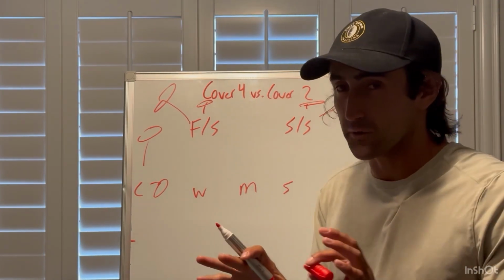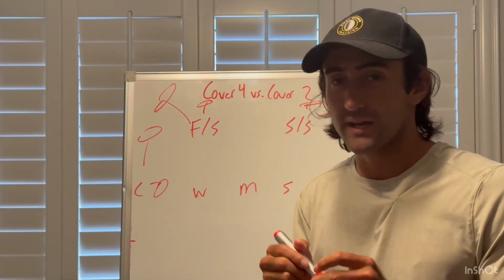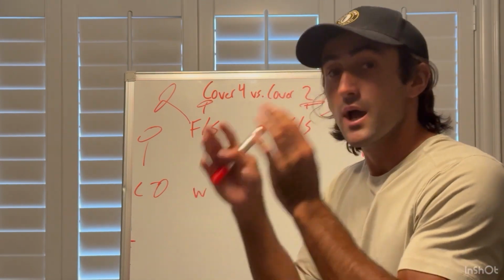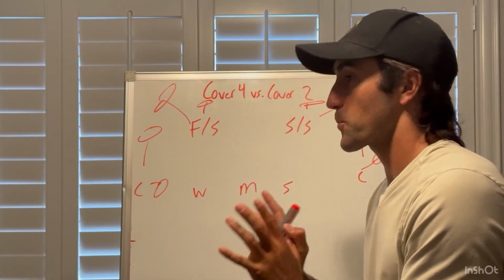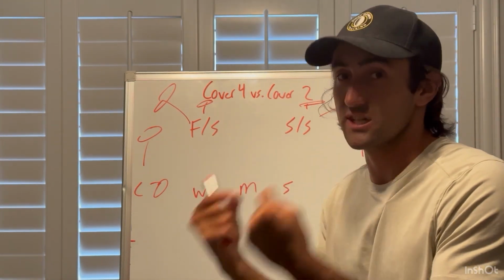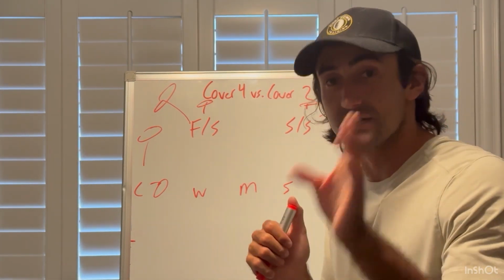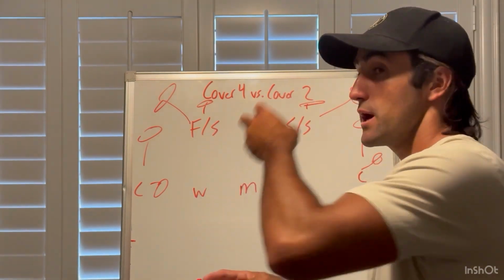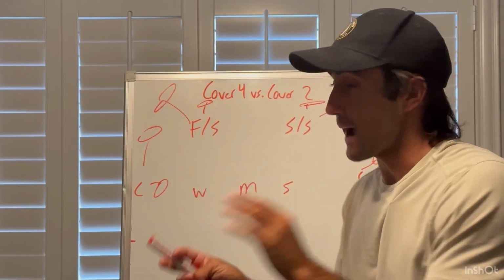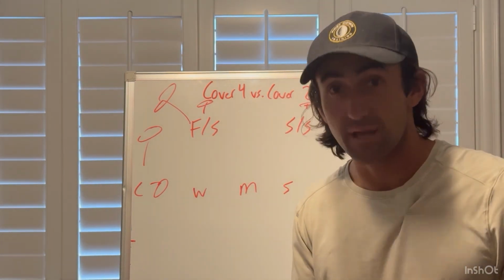So everybody knows that. I think for the most part, people have a general idea of what the difference of the coverages is, but how can you tell the difference when you are pre-snap lined up, to know what to expect? Or maybe when you're watching film and studying a team. So what is the difference between Cover 2 and Cover 4 pre-snap? Go ahead and pause the video and think about your answer.